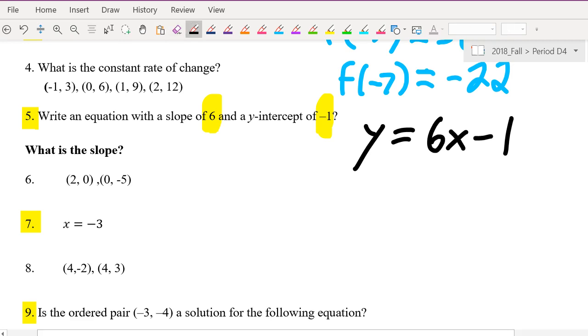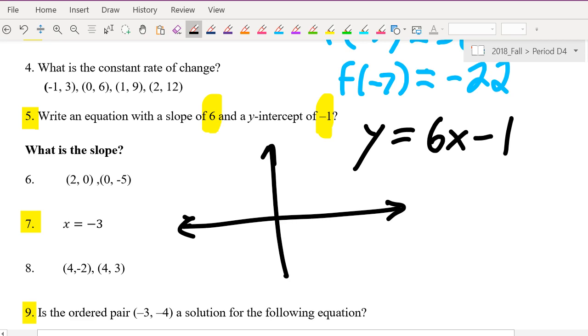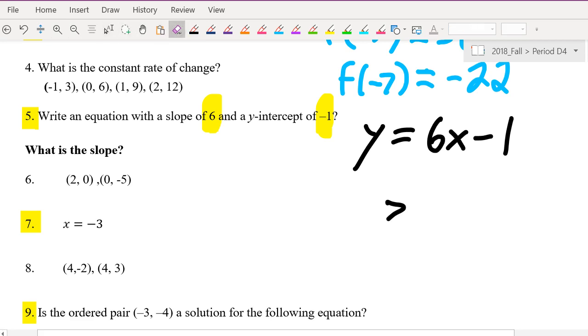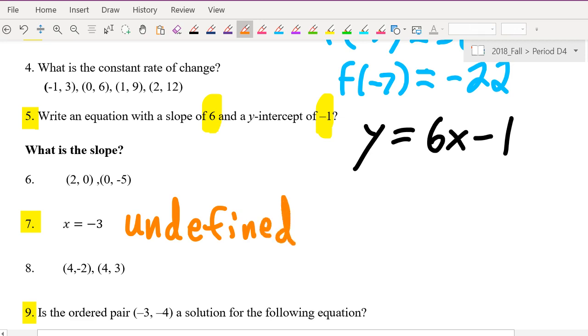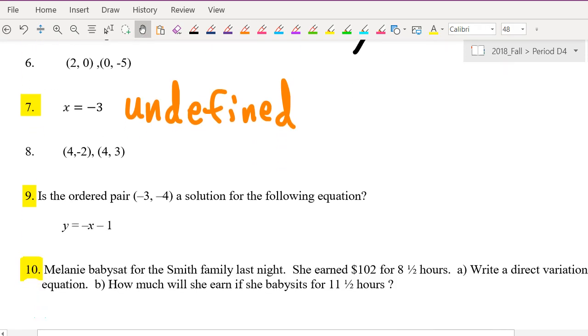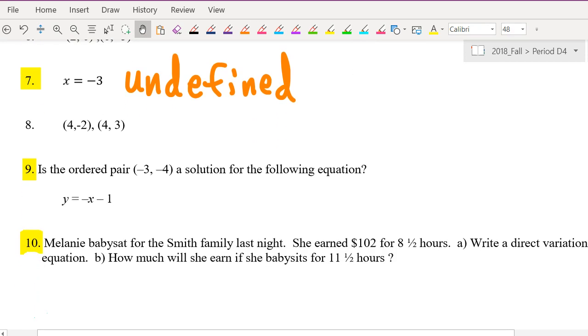All right, here we go. X equals negative 3. What do you think? Oh, yeah, they didn't want us to graph it. They just wanted the slope, so it's undefined. Well, I don't know. Do we agree with that? Is it 0 or undefined? She's right. Well, she usually is. I'm just saying.